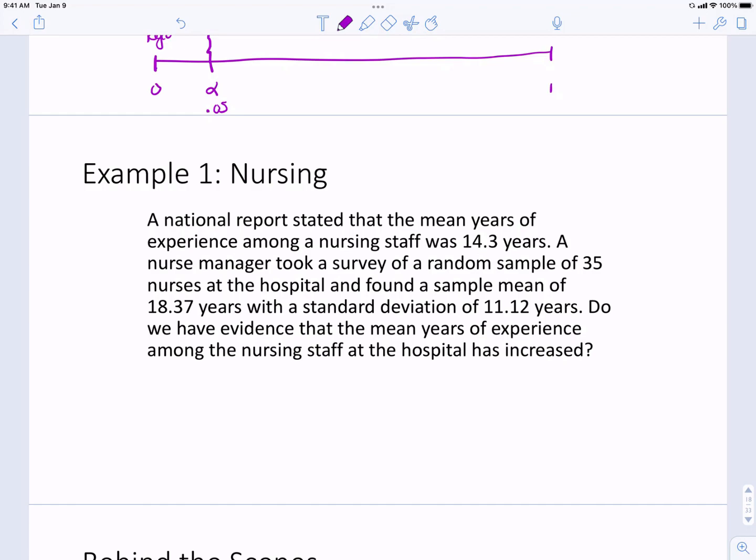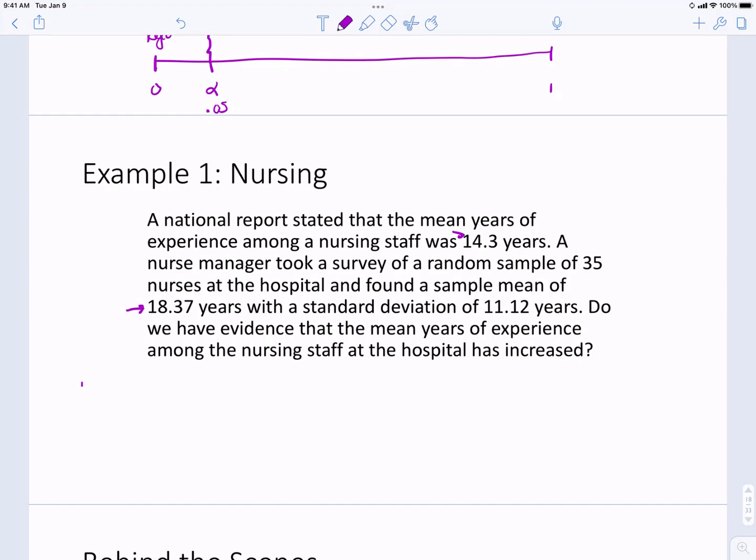Now, before you start thinking, well, duh, 18.37 is greater than 14.3, of course it increased. Remember that she didn't survey every single nurse. She took a sample. And so the question is, is that sample mean so much greater than 14.3 that it will give us evidence that if they were to survey the entire nursing staff, they would get a number greater than 14.3, that the value really has increased? Okay, so let's go ahead and get started.